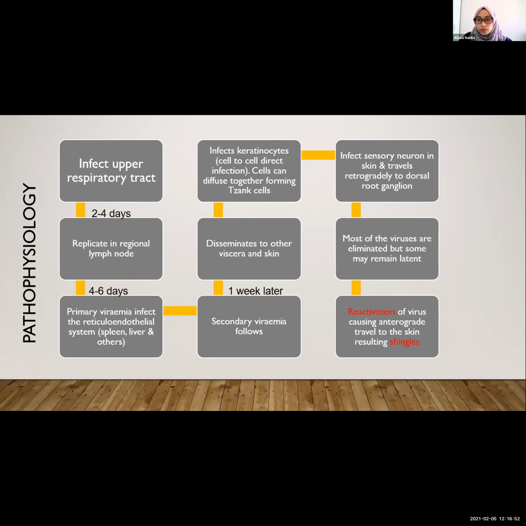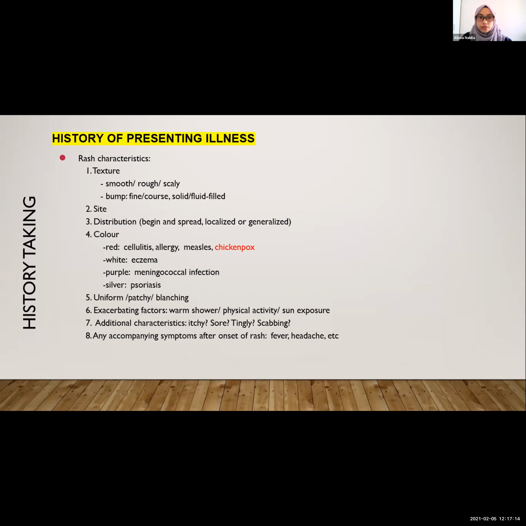It can also infect sensory neurons by traveling retrogradely from the skin to the dorsal root ganglion and remain latent there. Most of the time this virus is eliminated by our immune cells, but it can be reactivated if the patient is in an immunocompromised state, resulting in shingles by traveling anterogradely to the skin.